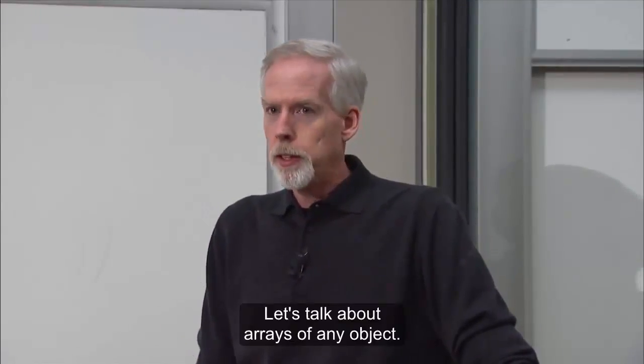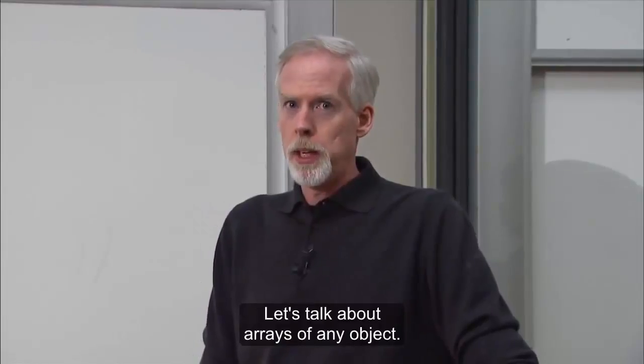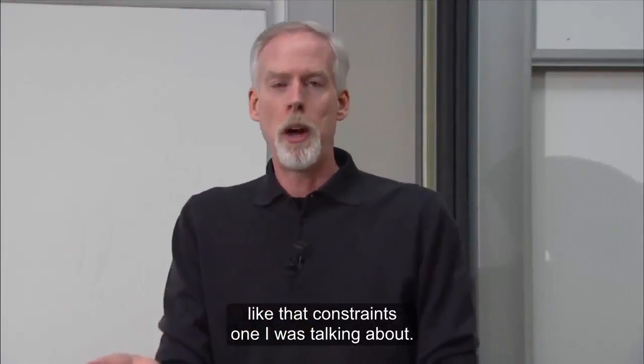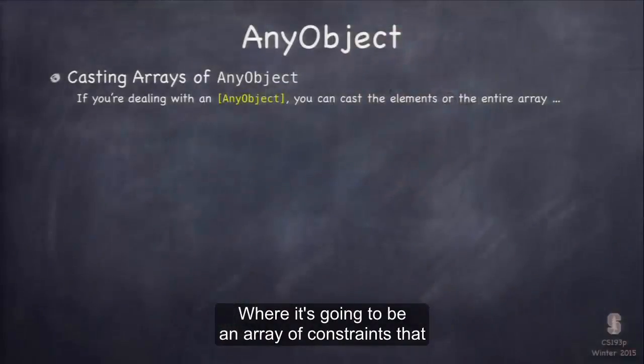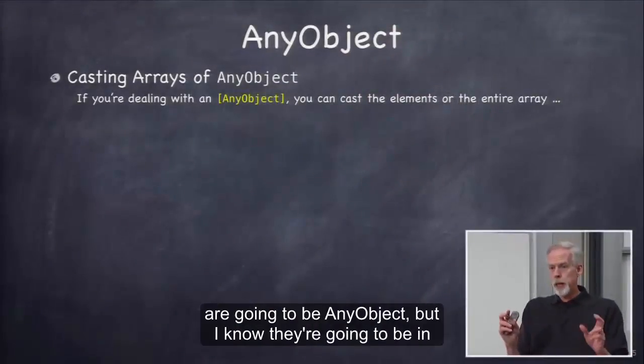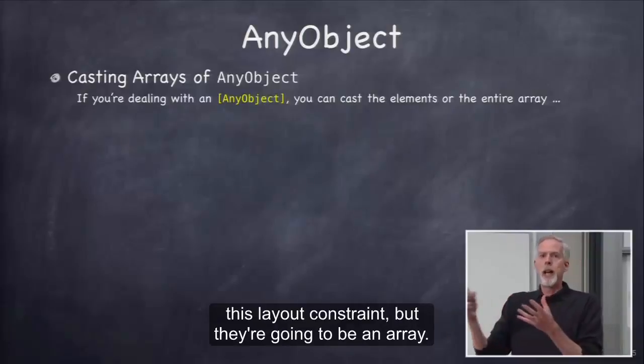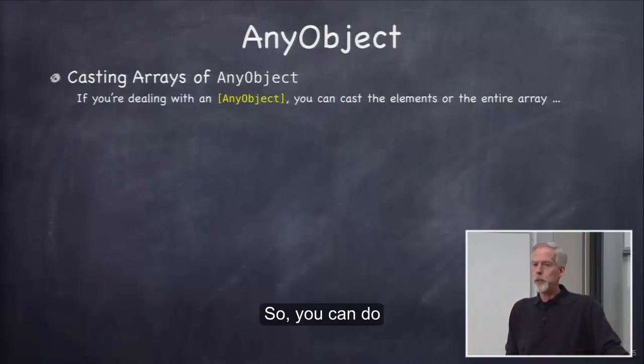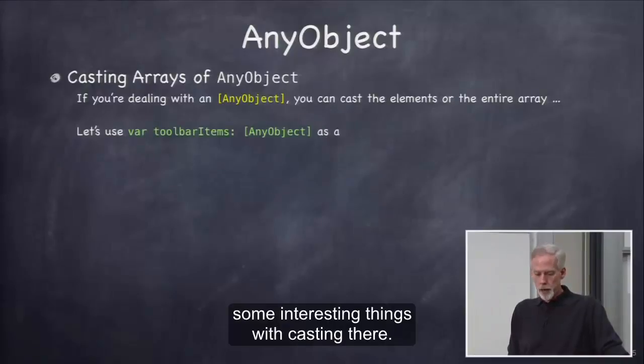Okay. Let's talk about arrays of AnyObject. Sometimes you're going to get an array of AnyObject back, like that constraints one I was talking about, where it's going to be an array of constraints that are AnyObject, but I know they're going to be NSLayoutConstraints, but they're going to be an array. So you can do some interesting things with casting there.